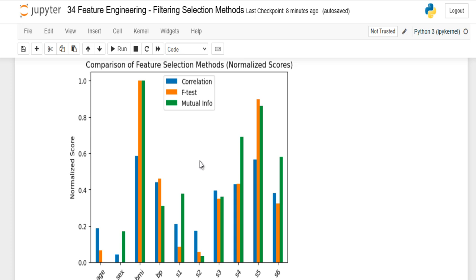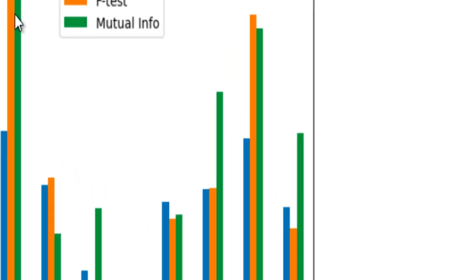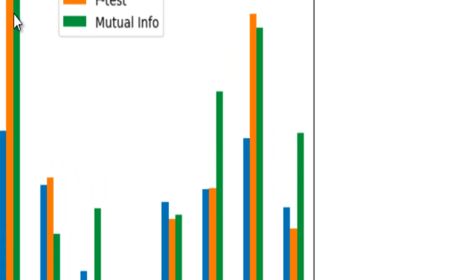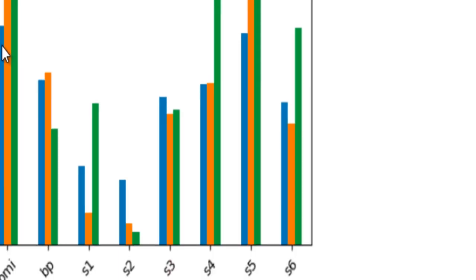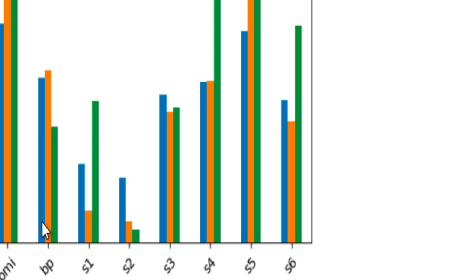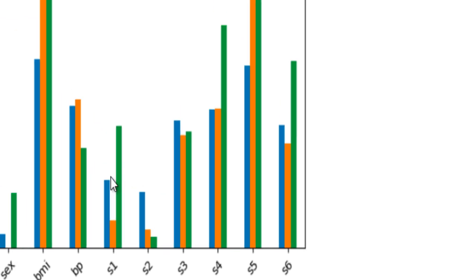But if a feature is relevant throughout all the methods, then that is one of the best features we can use. So in this case, we have our BMI, which is very high for both F-test and mutual info. You can see that it's still high also for correlation. I also see our BP is high. You also see S5 is high for both, and also for correlation. S4 is similar, and S6 is also not too bad, while the rest are not doing well at all.